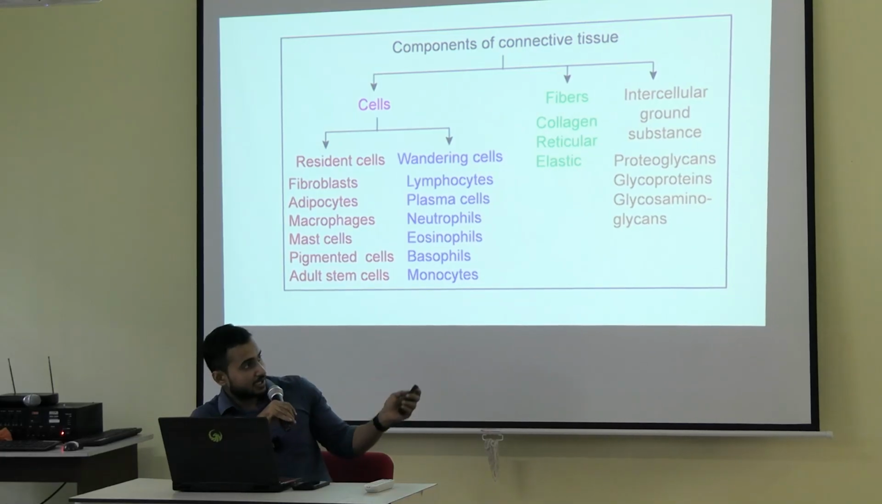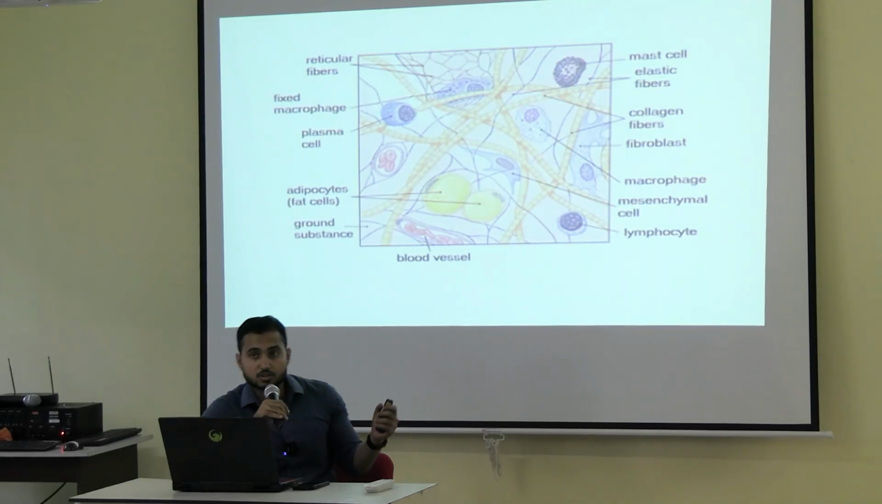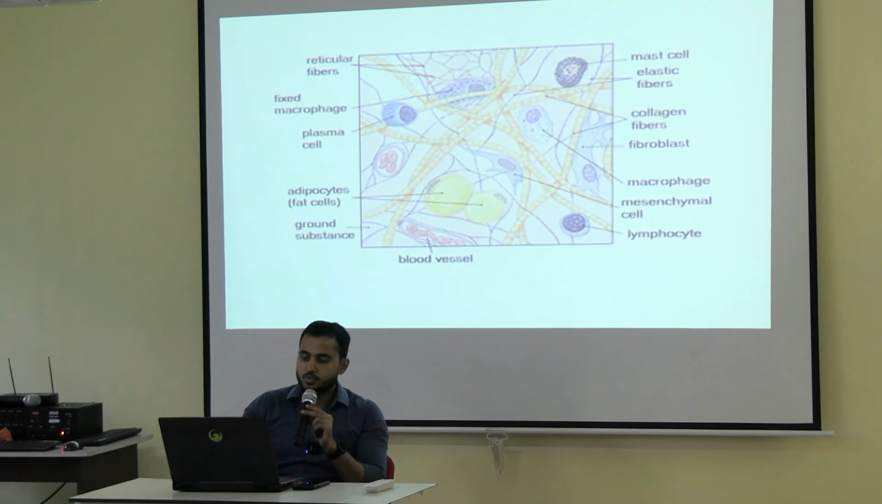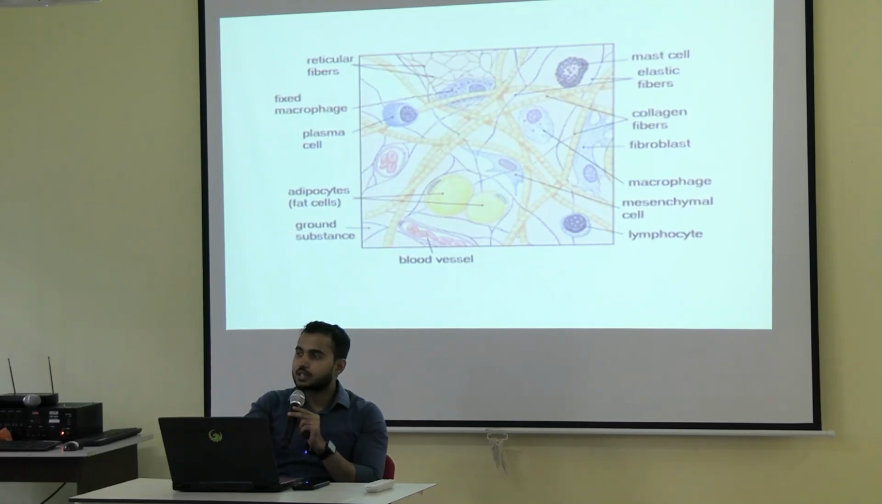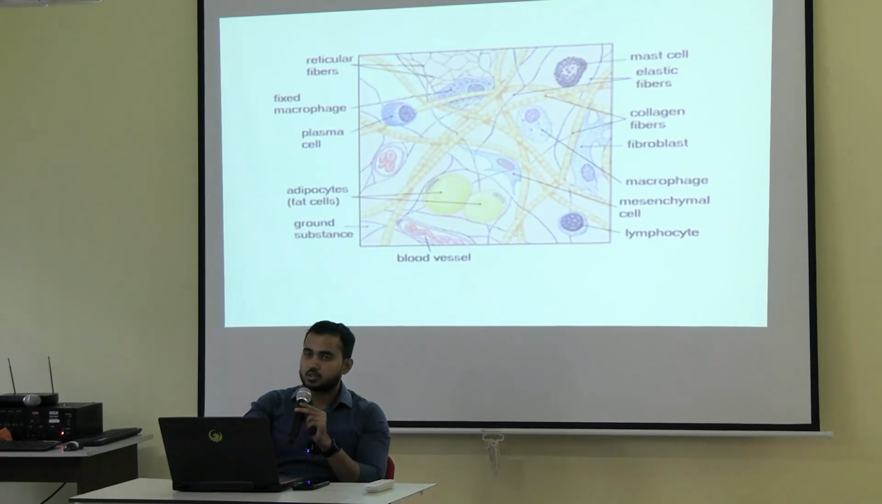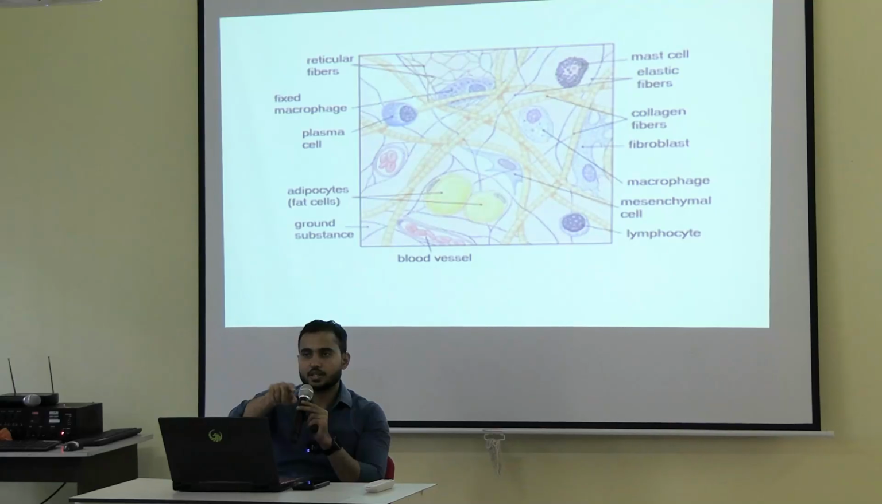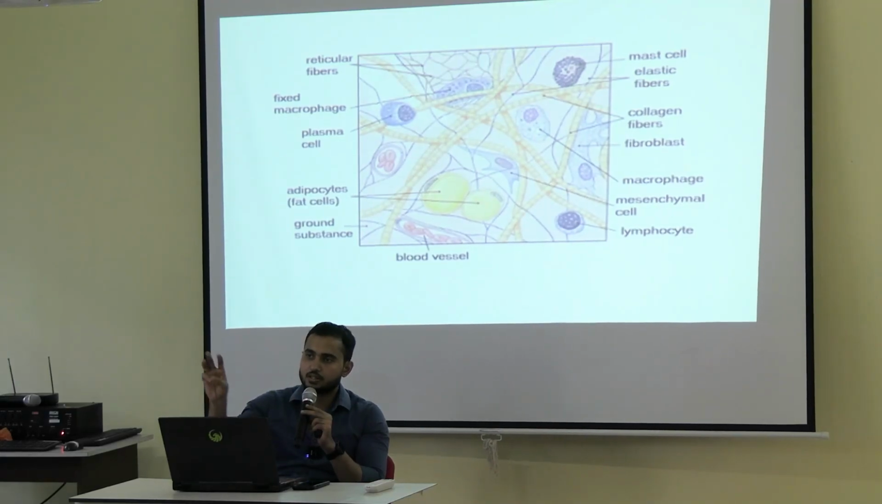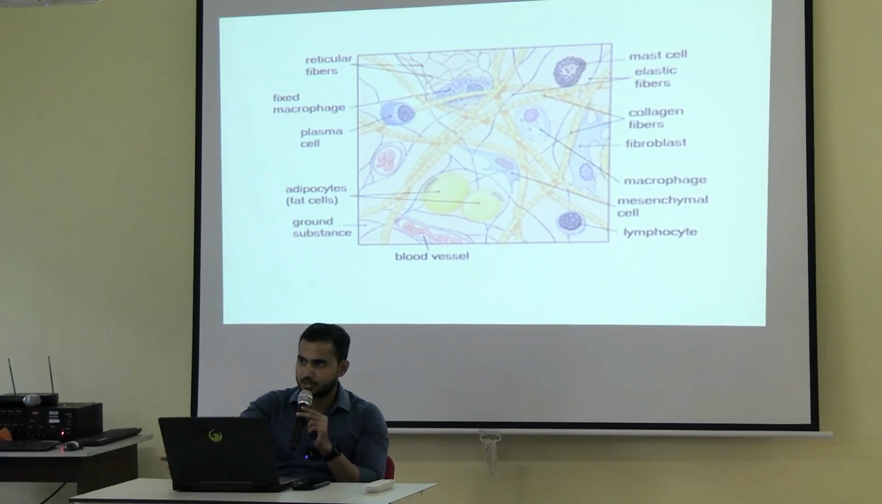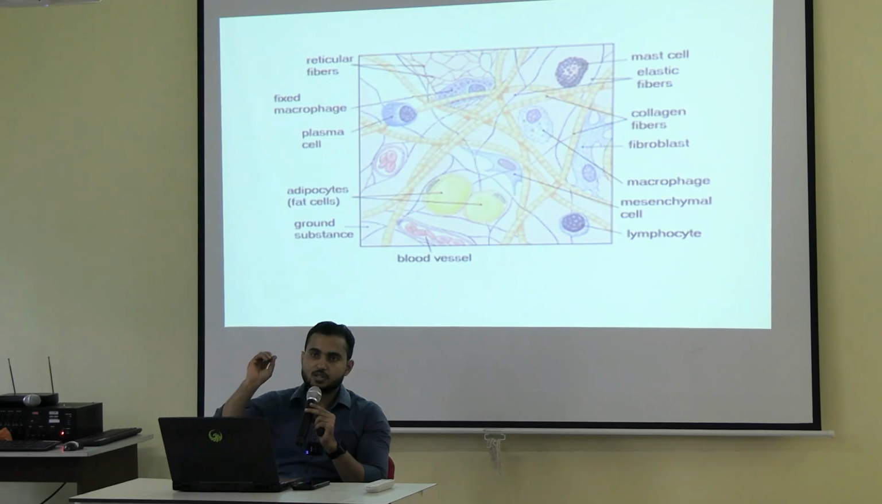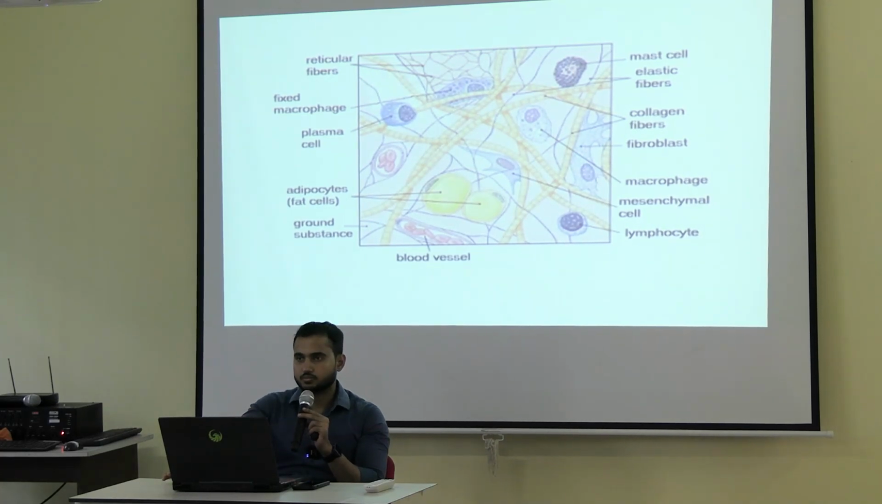Now let me show you a diagram. This is the ideal diagram to show the connective tissue. Because in the beginning I mentioned that connective tissue has 3 components. Now in this diagram you can see all the 3 components.